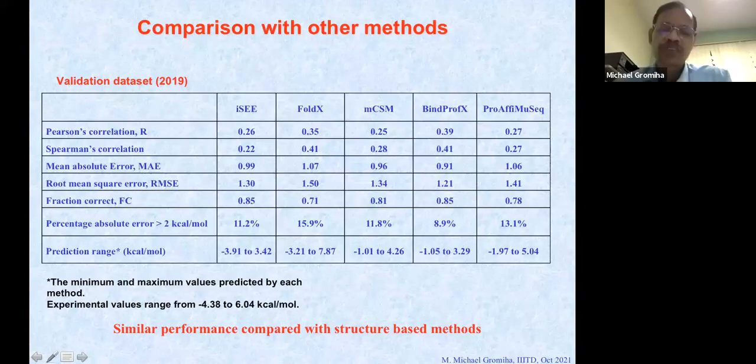So we try to predict binding affinity change upon mutation at the interface of the spike and ACE2 or spike in the antibody complexes, and we did the analysis. But I'm not showing the data now.